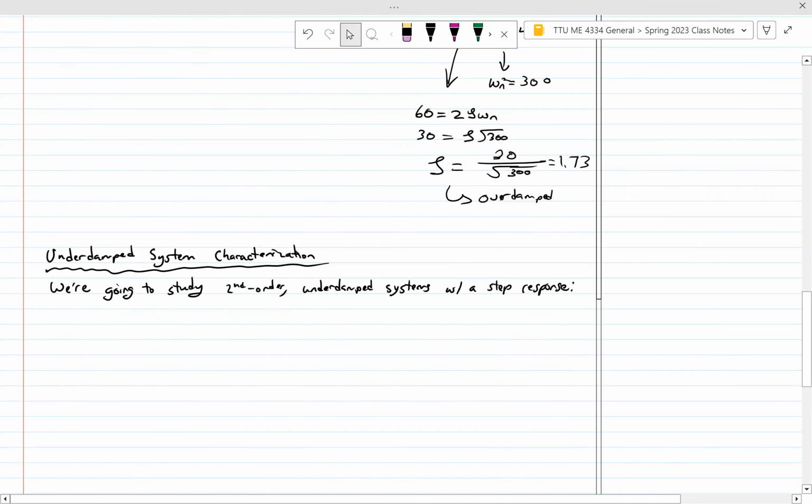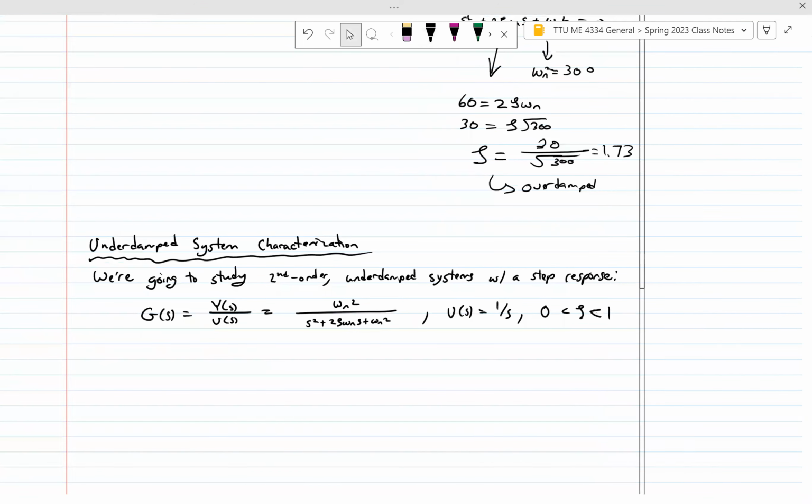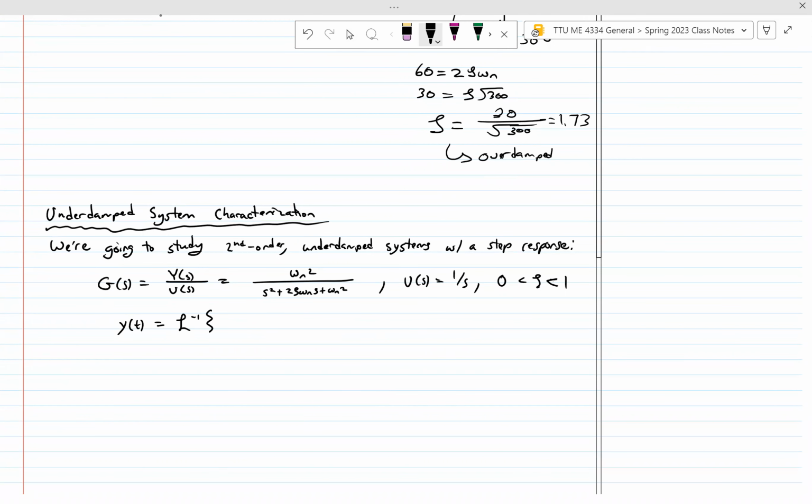All right. So it's free response. Our transfer function, output over our control input, will be that same form that we had before, where our input is 1/s, right? And specifically our damping ratio is going to be between 0 and 1 here. The solution for this we can do with inverse Laplace transforms. I'm not going to go through that procedure. It could take a little bit of time. It's not really what this class is about for today.